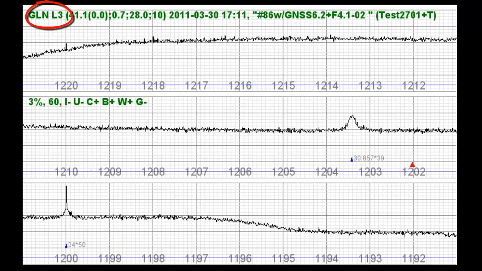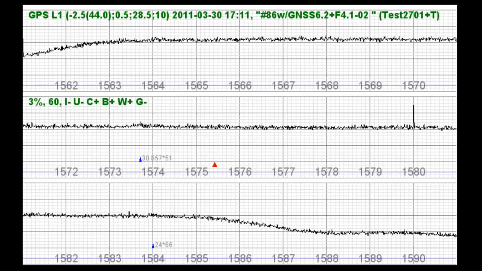Next is GLONASS L3, which is the same as Galileo E5B. There is a little bump and spike here too. These slides show you what we should expect from a perfect environment when there are absolutely no interferences. Keep these screens and spectrum shapes in mind to compare later with the real world.